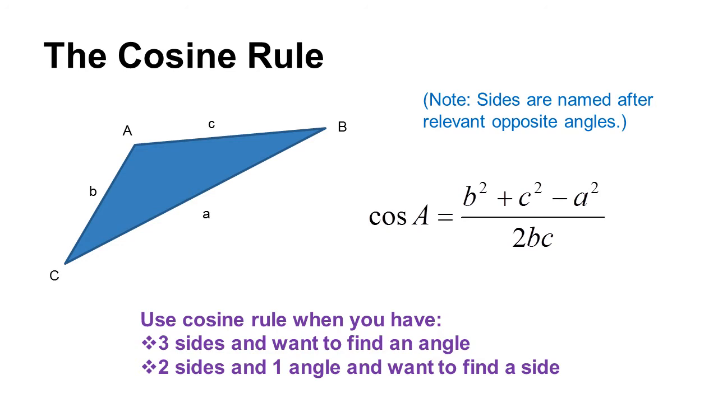We use the cosine rule when we're given three sides and we want to find an angle, or if we're given two sides and one angle and we want to find another side.